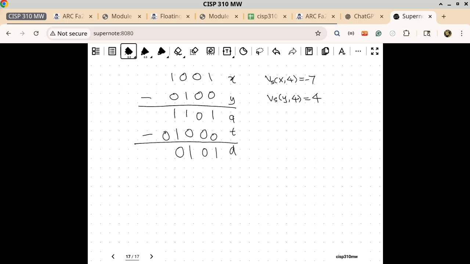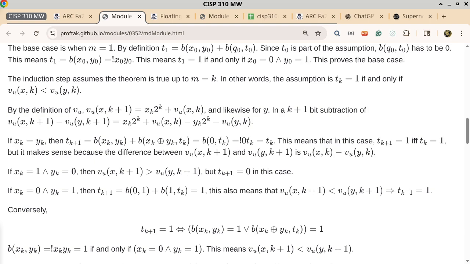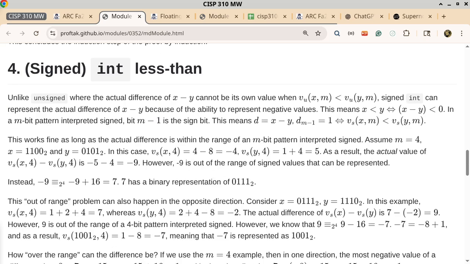But when you look at this one, you ask how can we possibly tell that Vs of x is less than Vs of y? There's no pattern in this case. So in theory, what can we use to indicate the result of a signed comparison? Section 4 talks about signed comparison.